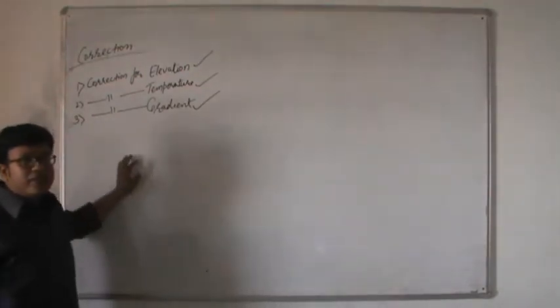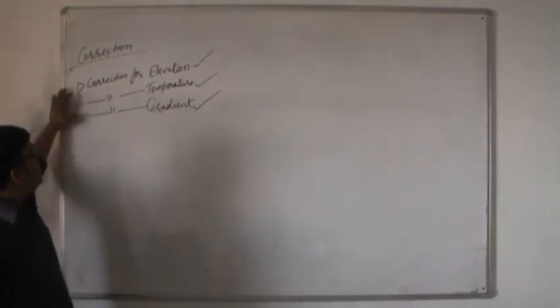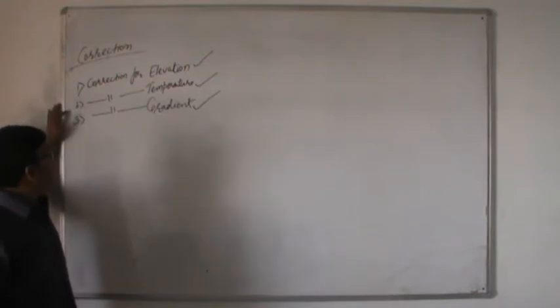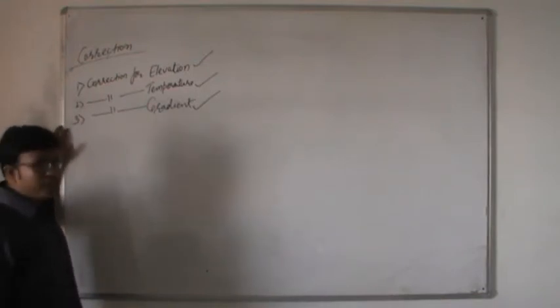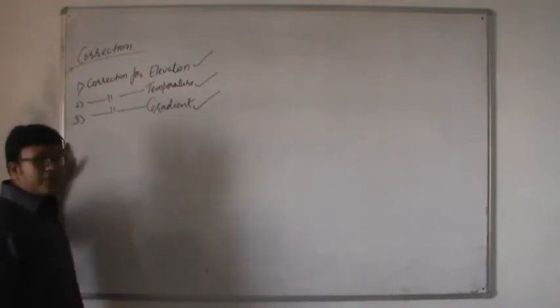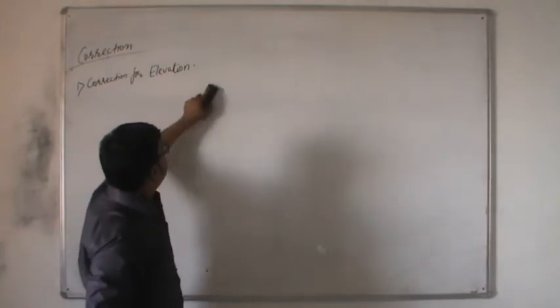So, in this sequence only, we generally go for the correction. That is, first of all, correction for elevation, then correction for temperature, then correction for gradient. Generally, in this sequence only we go for the correction. So first of all, we will see the correction for the elevation. What is it? Correction for elevation.